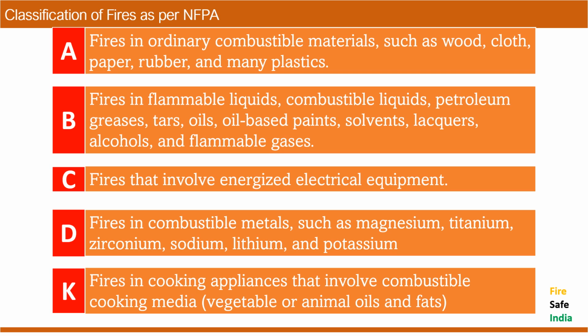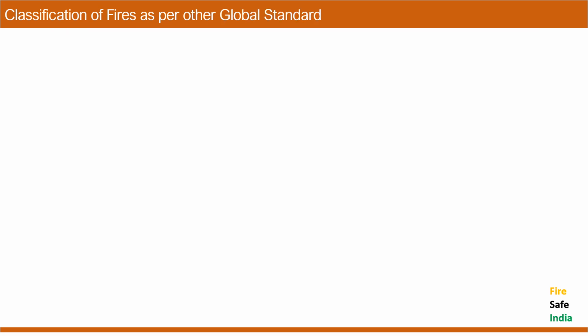So I'm sure you are clear about both standards, Indian standard and NFPA standard, why classification of fire is different, and you should have basic knowledge to identify it. If someone tells you about a class K fire, then at least you should have this knowledge to understand what he is talking about. Now, I have another slide also that will give you more clarification about the classification of fire. So let's move on to the next slide.